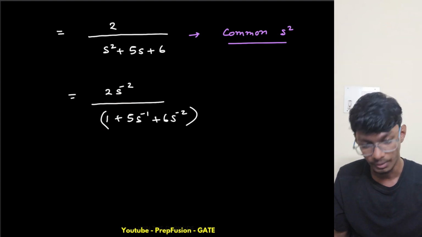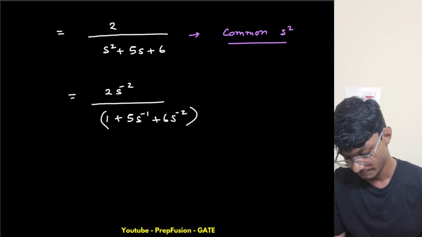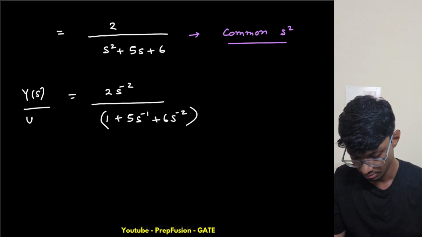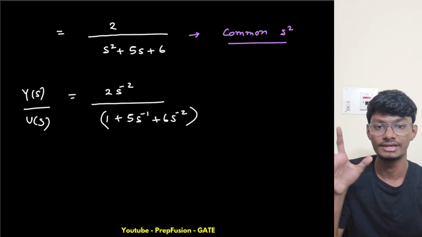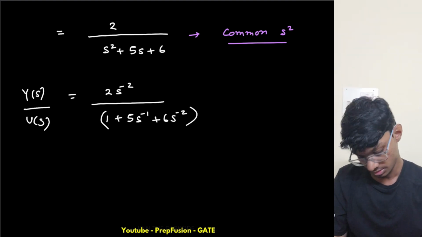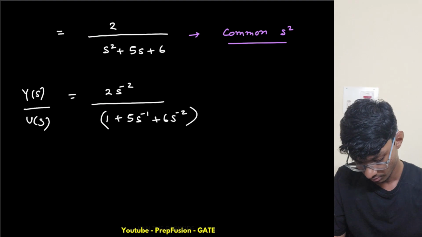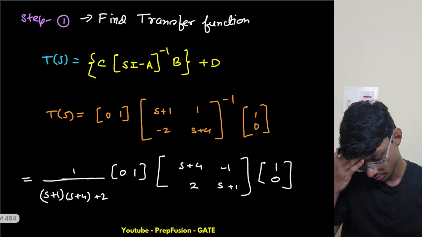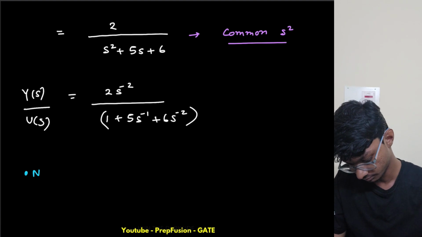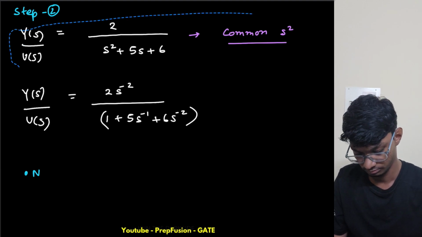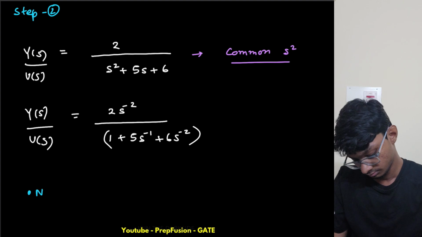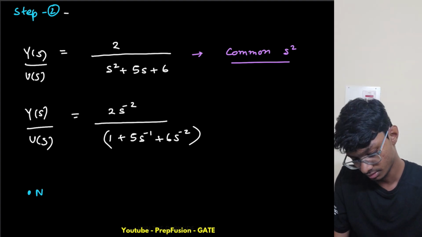Now my y of s and u of s are in terms of this. What I'll do is multiply both numerator and denominator by a dummy state variable x d of s. This was step 2 actually: convert to CCF.